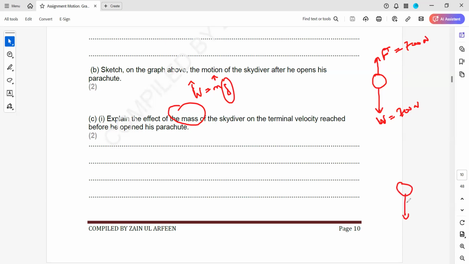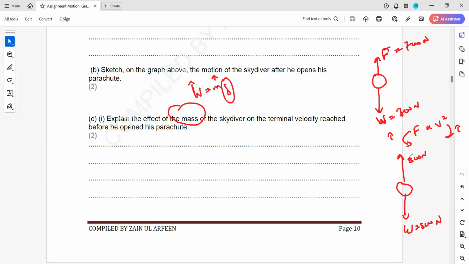Another person, for example, has a weight of 800 Newtons. So he needs 800 Newton to reach a terminal velocity. The drag force is directly proportional to speed squared. The viscous drag on the person is directly proportional to speed squared. So if the drag force has to increase, the speed should also increase. So if the mass of a person increases, the terminal velocity will also increase.